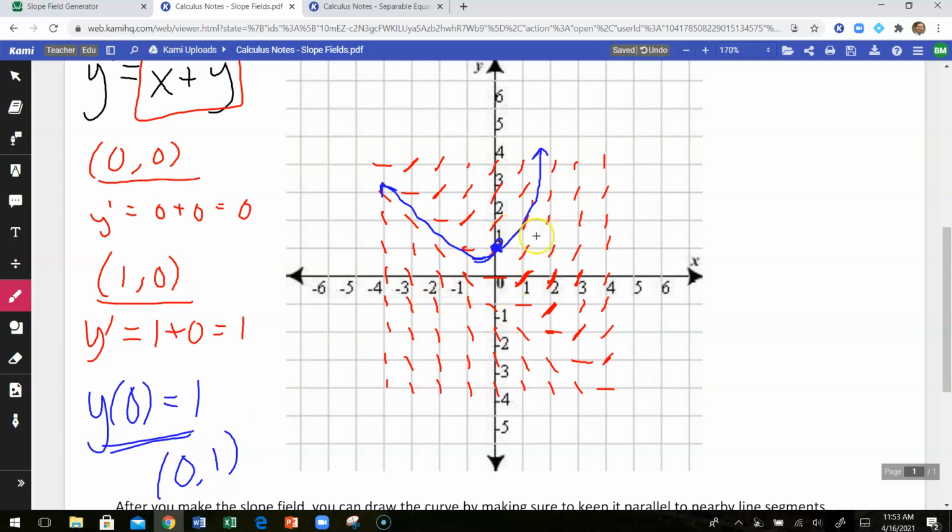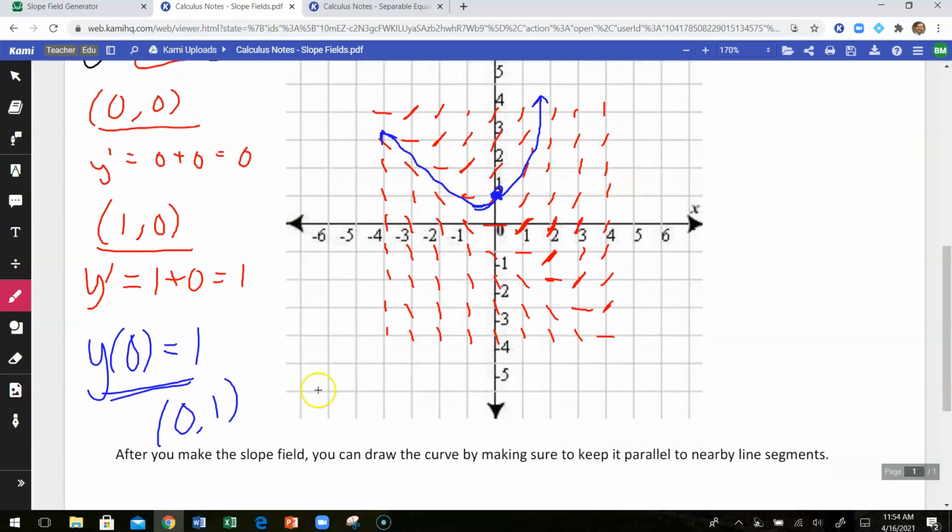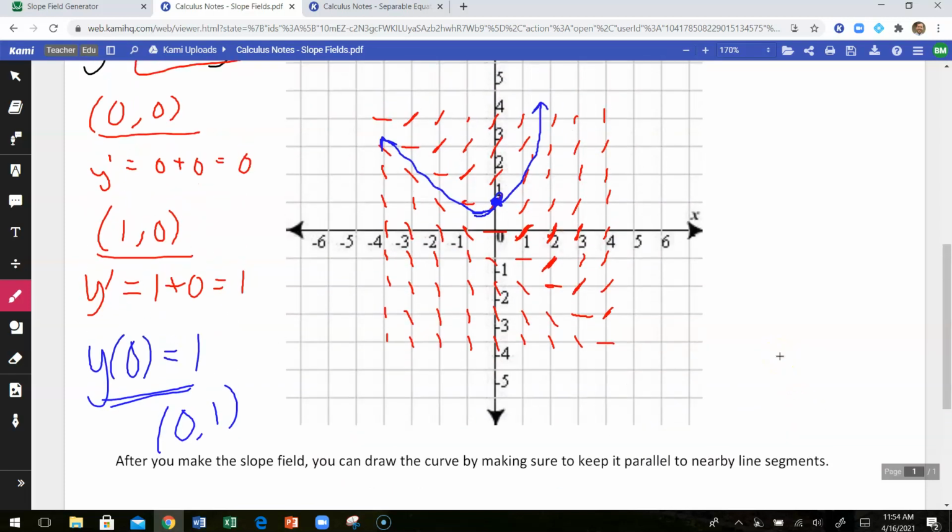And I get this graph of the specific solution where I had the point 0, 1. Okay? And that graph is going to change for each one of those differential equations that would be a solution. So I want to be aware of that. Okay, that slope field helps me to graph all of those solutions, whichever one I want. I can use this slope field to graph it. But what's going to happen is they're all going to be fit into this field or this direction field. Okay, and that's what this bottom line says here. You can draw the curve by making sure to keep it parallel to nearby line segments. And that's exactly what we did.